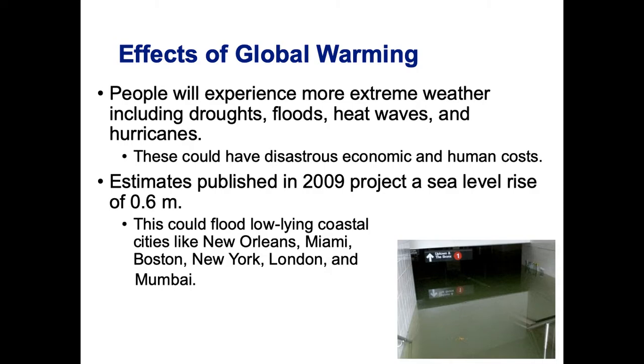Estimates published in 2009 project a sea level rise of 0.6 meters, and this would flood low-lying coastal cities like New Orleans, Miami, Boston, New York, London, and Mumbai. You can imagine the number of people that could be displaced by that would be amazing. We've had a lot of problems with refugees from Syria and other countries like that. There's most likely a climate portion of that equation. The amount of refugees we would have if New Orleans, Miami, Boston, New York, London, and Mumbai all were underwater, that would be a lot of people that need new places to go, and the refugee crisis would be incredible.